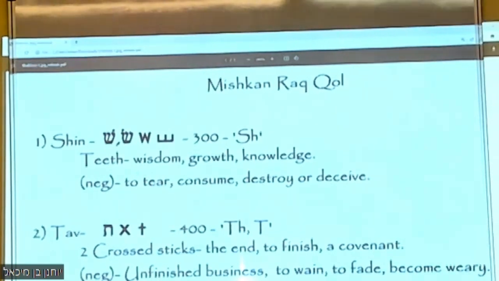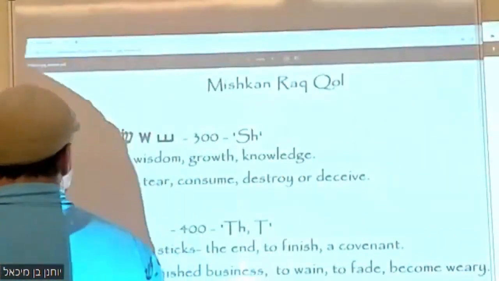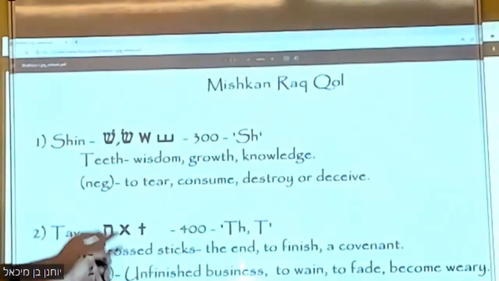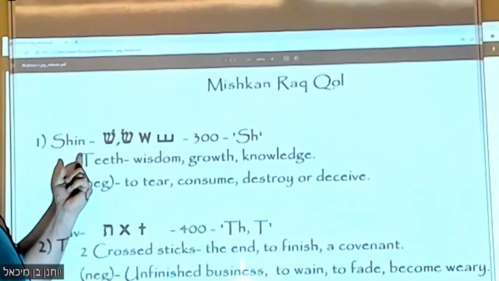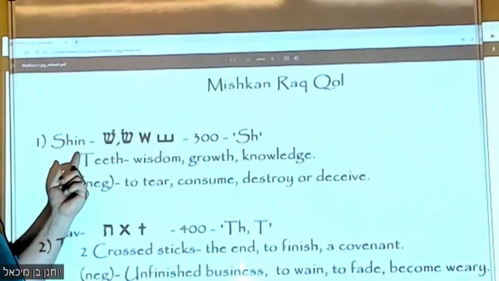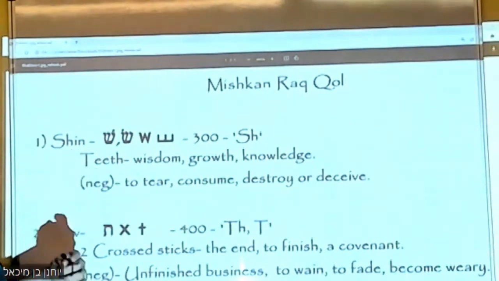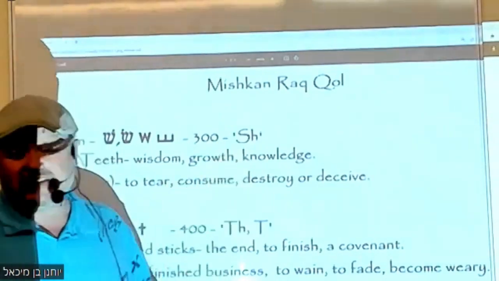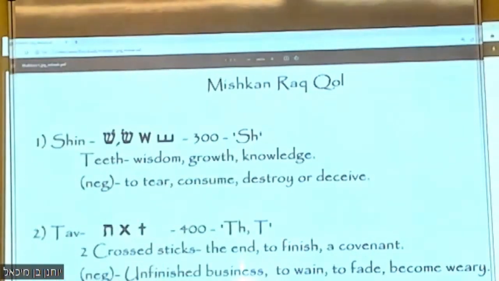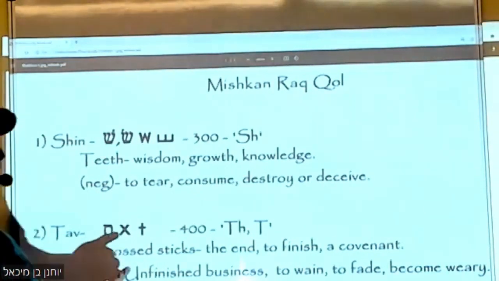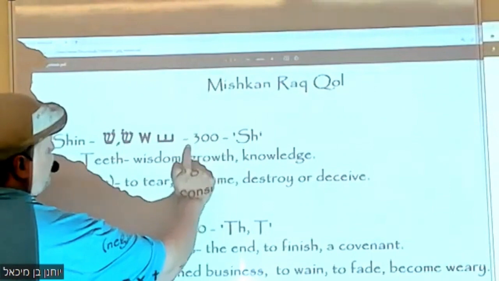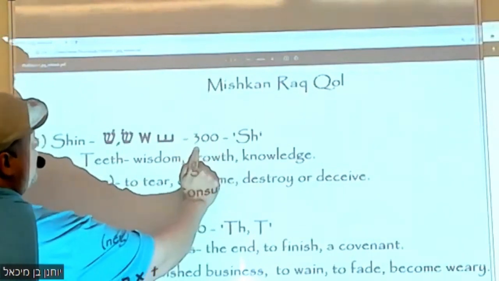So anyway, let's get started with our first letter today. Our first letter is the letter Shin, okay? Number 21. It has a sound like a SH, so sh. Now sometimes you'll see it and it will sound like an S, okay? And I'm going to show you how you know whether to sound it like SH or an S. But it has a numerical value of 300.